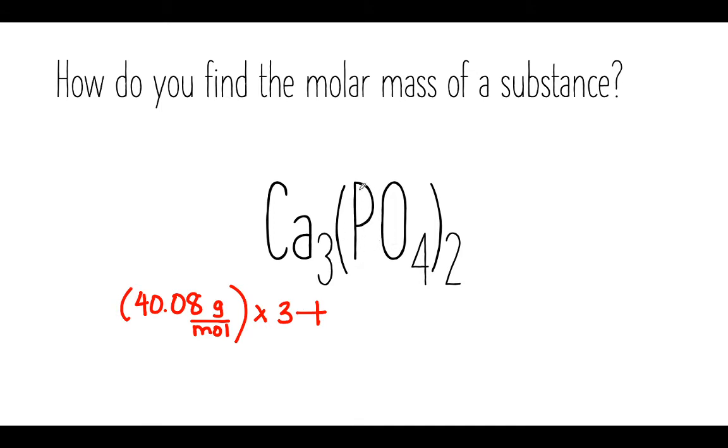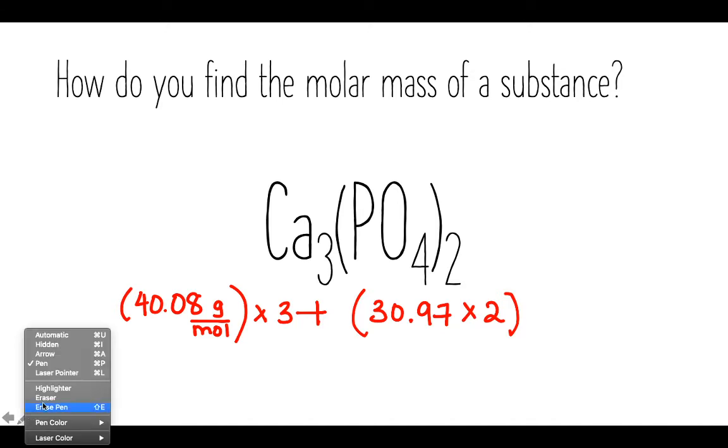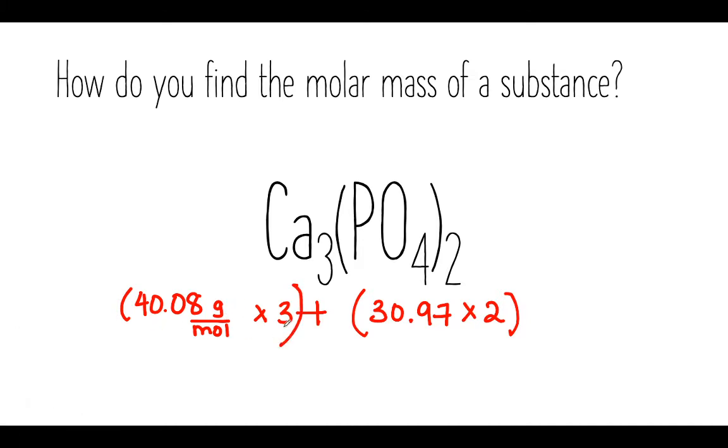Plus, we have to look at the next element, which is phosphorus, and there are 2 phosphorus here. So 30.97 grams per mole times 2, plus oxygen, which has a molar mass of 16.00 grams per mole, times 4, there's 8 oxygens here. And then you have to just solve this.